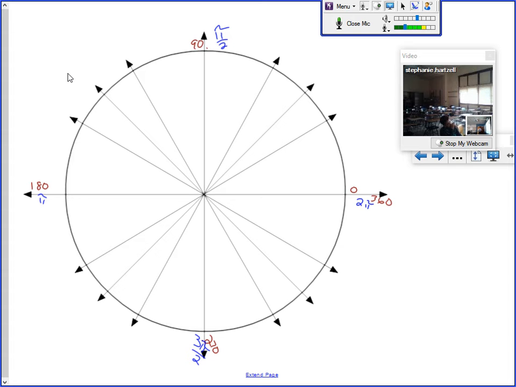Then we switched back to degrees again, and we went to the 45s. If I'm looking at my 90-degree angle, what's half of 90 degrees?